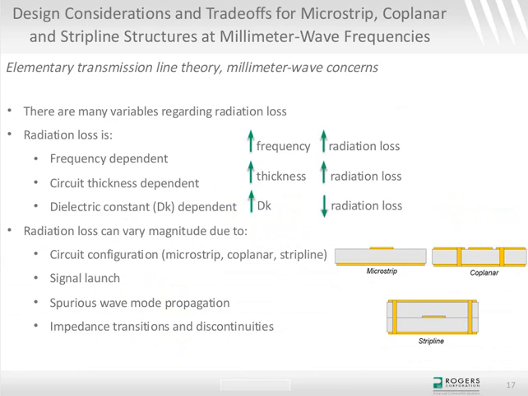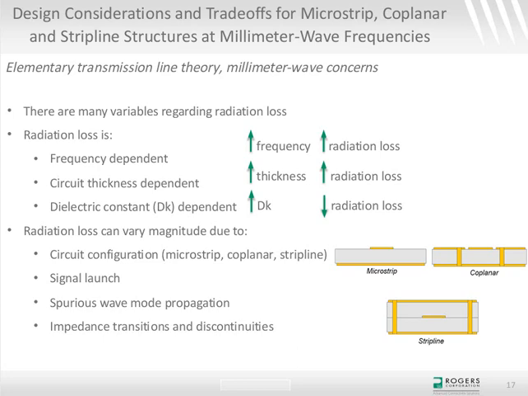Radiation losses are rather difficult to accurately capture, I think, and they depend on several things. Frequency: higher frequency means more radiation loss. Circuit thickness, or substrate thickness: the thicker the substrate, the more radiation loss. And dielectric constant: a higher dielectric constant means lower radiation loss, or the opposite, a lower dielectric constant means higher radiation loss. And then there are circuit design issues.